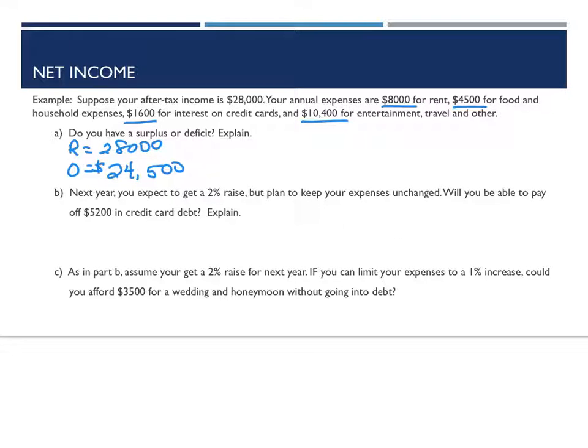So if we want to find our net income, it would be receipts minus outlays, and that's going to give us $3,500 left over. That is positive, so we have a surplus.